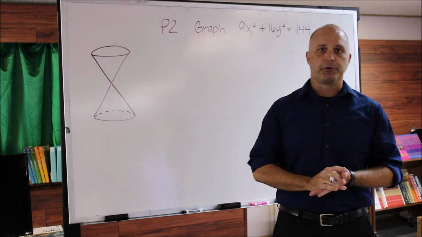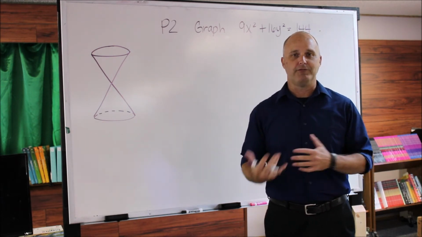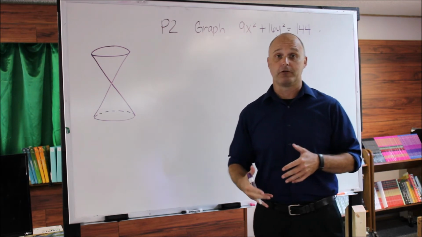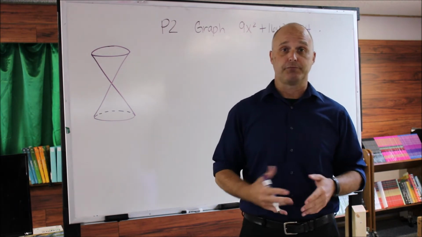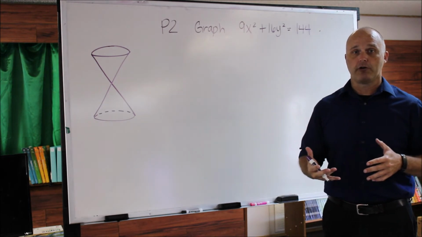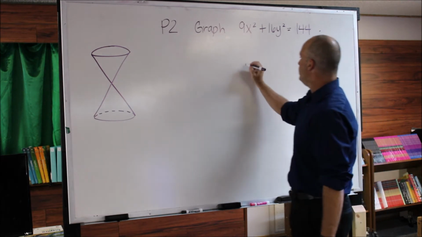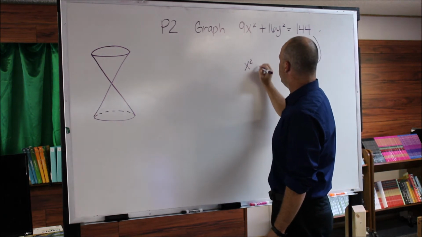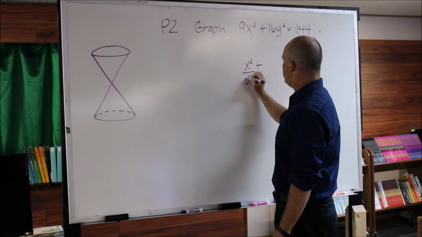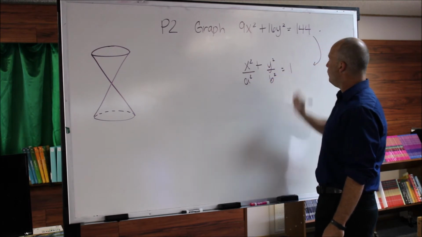So for problem number 2, we're going to graph an ellipse. And what I'm going to do is show you a couple of different methods that are not in the book for being able to solve this problem. So what we know when we look at the equation for an ellipse is that we want to get to the point where we've got an equation that looks like this: x squared over a squared plus y squared over b squared equals 1.